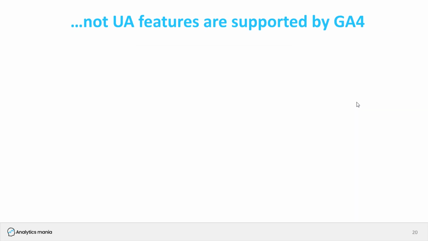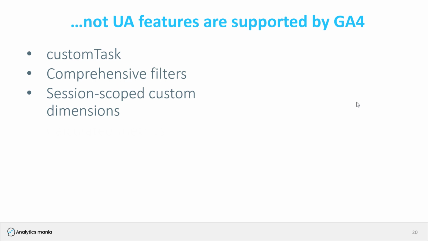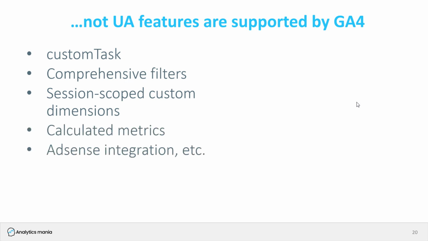For example, Universal Analytics has a thing called custom task, and GA4 does not have it. GA4 does not offer comprehensive filters, the ones that we had in views of Universal Analytics. Right now, there are no session scoped custom dimensions. There are no calculated metrics. There is no AdSense integration, and so on. So this is yet another reason why I think that you should try to play around and learn about Google Analytics 4 beforehand as soon as possible before you do the migration, because then you will know certain caveats, certain missing things, and maybe that will help you consider how are you going to implement this new GA4 setup.